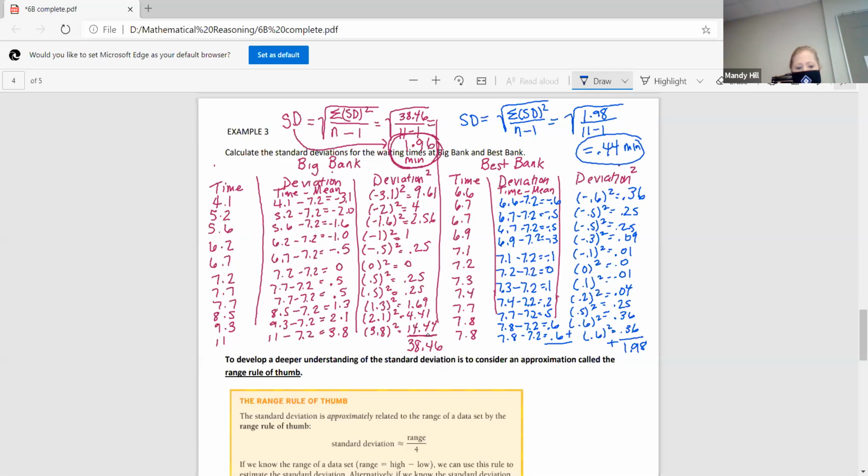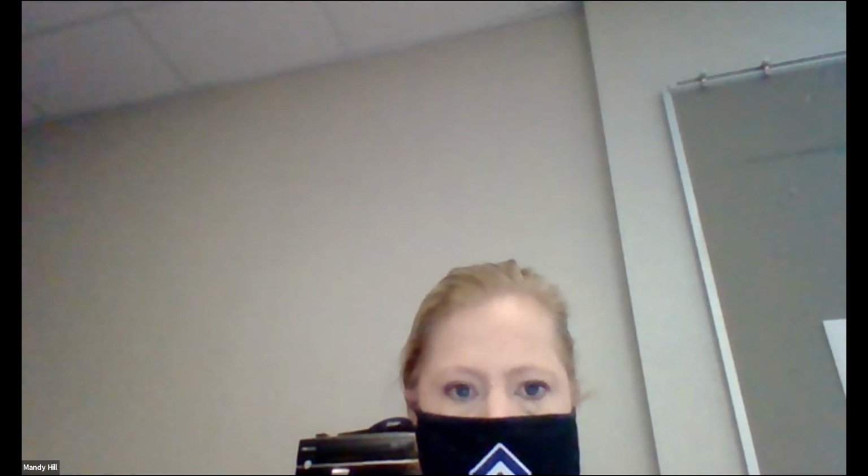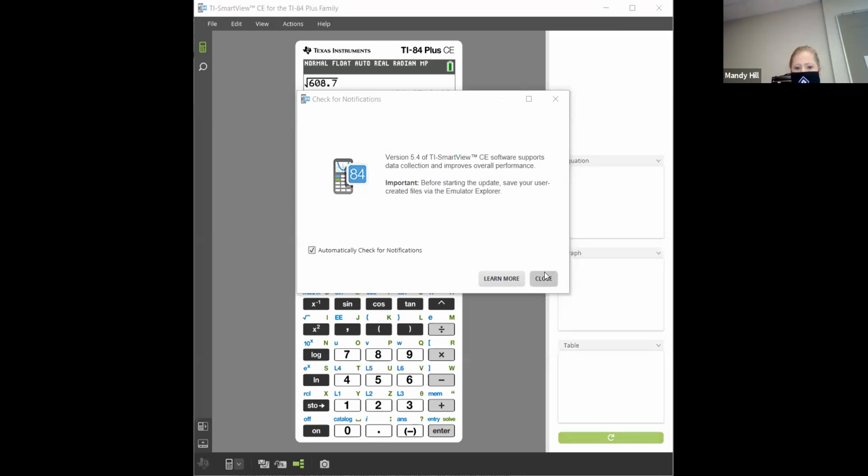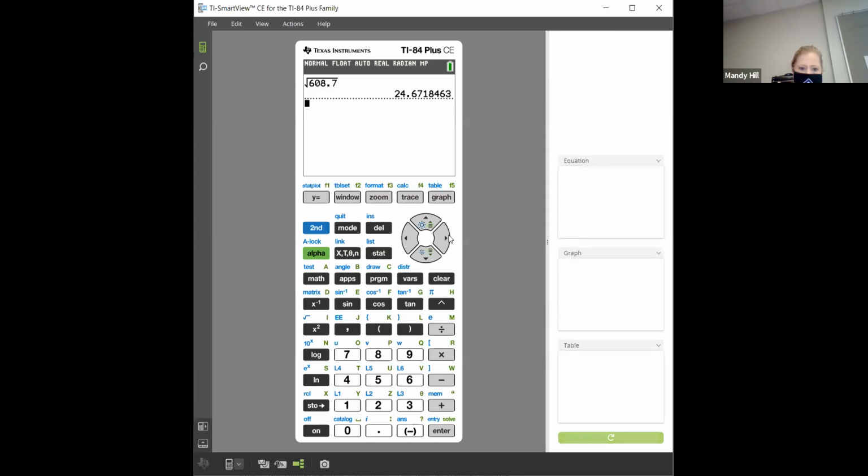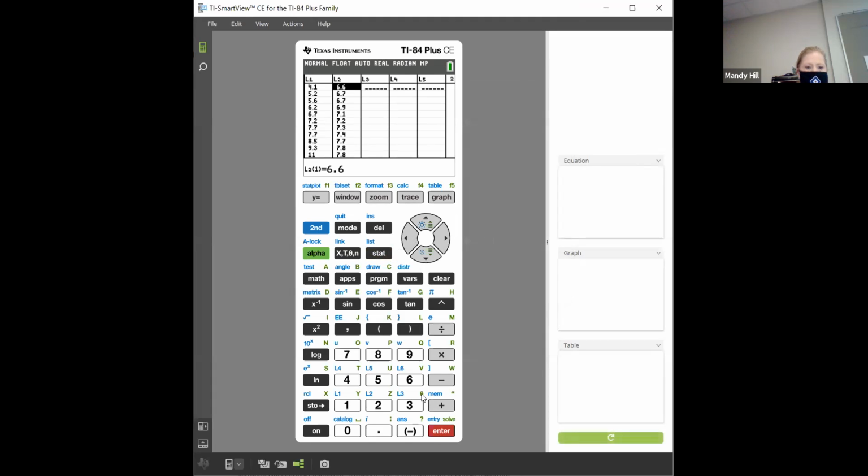Okay, now I'm going to go back to the calculator just in case somebody did not see how we did this on the calculator. So let me pull that up real quick. On the calculator, we went to type in our list of values. We went to stat, which is right here by the arrows. We hit enter because we wanted to edit something.